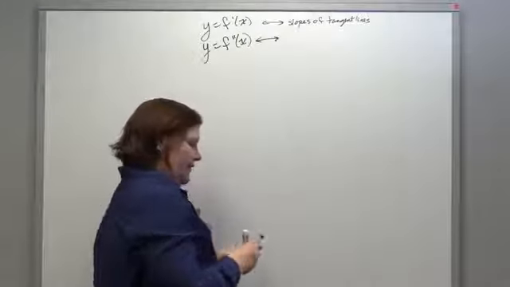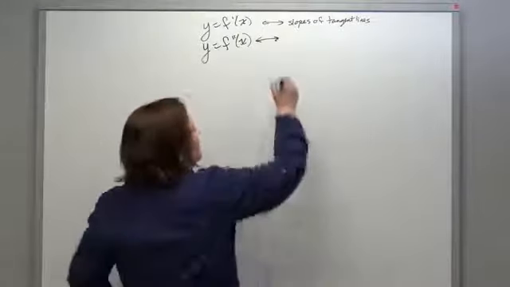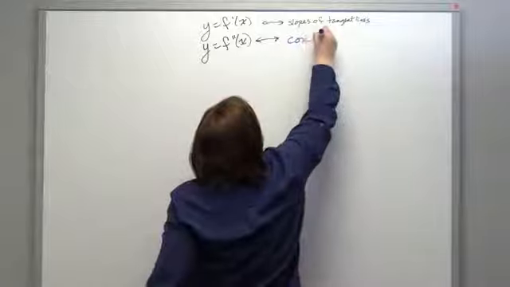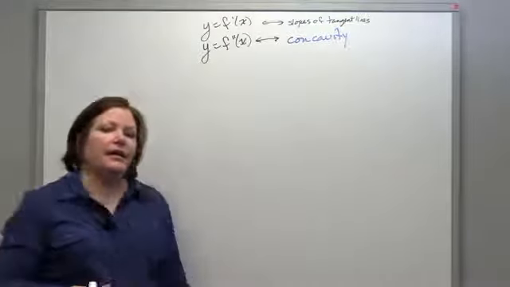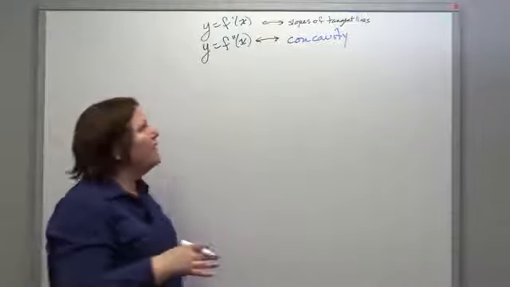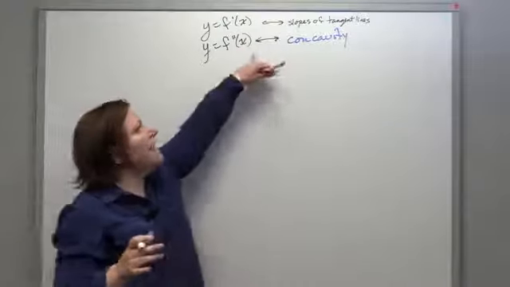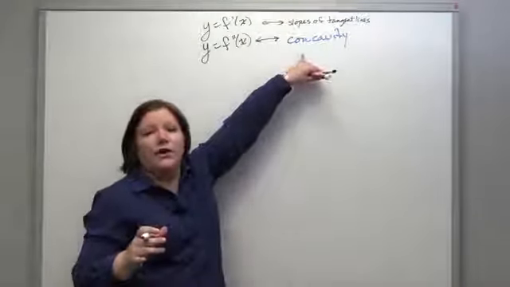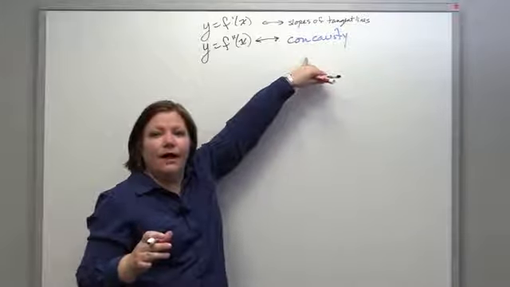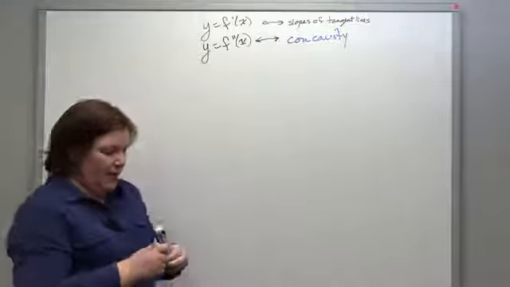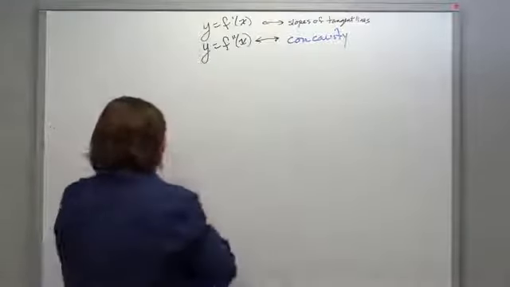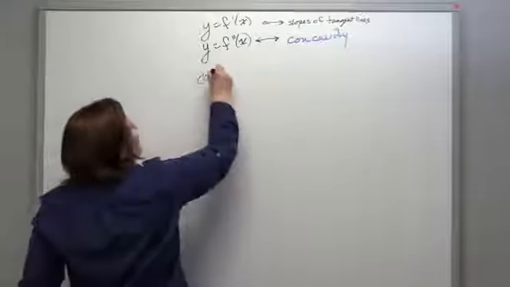The second derivative gives us information about concavity. And we talked about concave up and concave down before. And so what we're going to look at today is why does the second derivative give us that information? So let's first look at concave up.